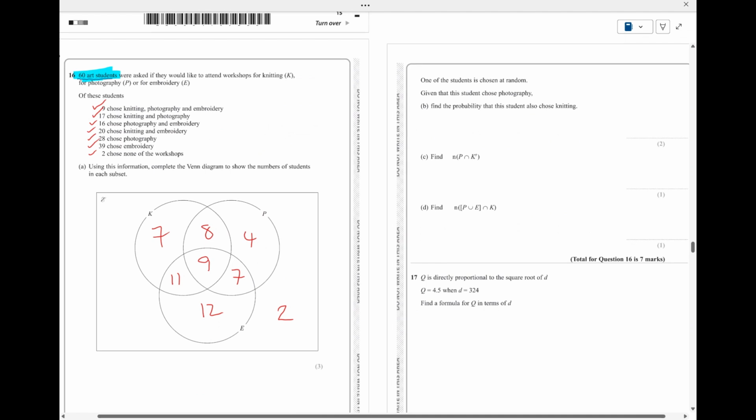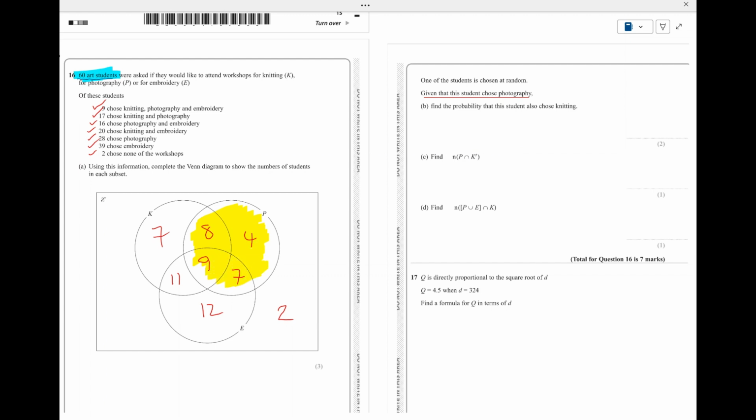Part B. One of these students is chosen at random. Given that the student chose photography, so wait a minute, I know that it's one of these. Given that the student chose photography, find the probability that they also chose knitting. Well, these people chose knitting and those people. So that's 17 of the how many people who chose photography? 28. So the probability that a student who chose photography also chose knitting is 17 out of 28.